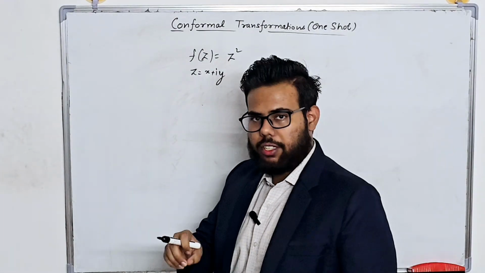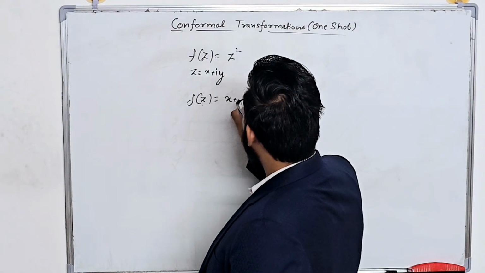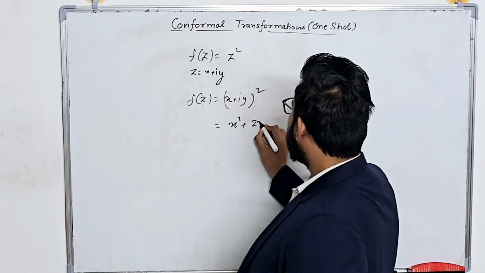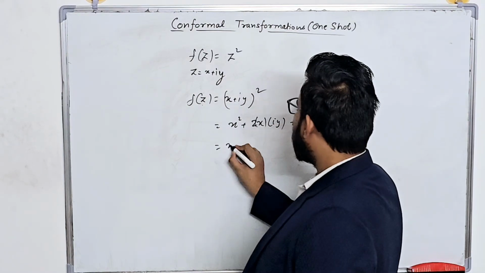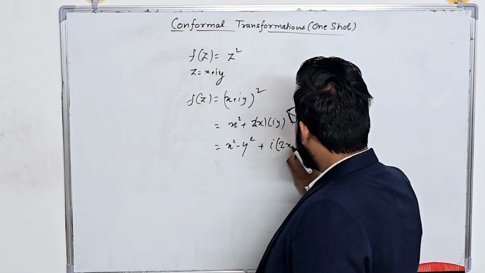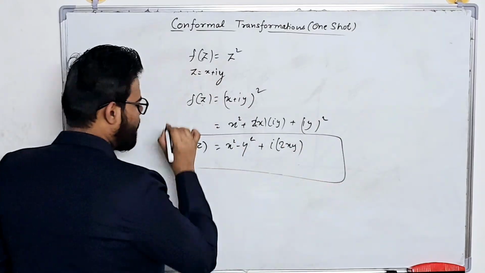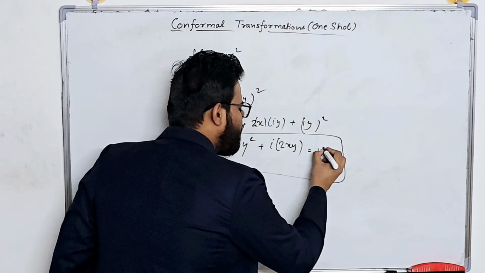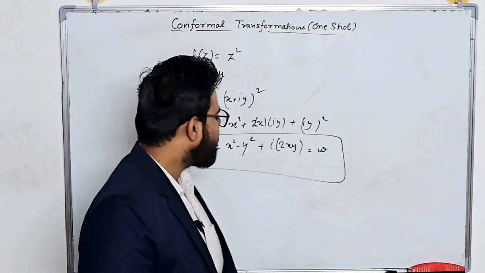I will give the link in the description or in the comment section. So f(z) = (x + iy)². Just open this term and you will get x² + 2x·iy + (iy)², which is equal to x² − y² + i·2xy. Now instead of writing f(z) every time, what we do is write it as w. So basically we will be representing f(z) as w.